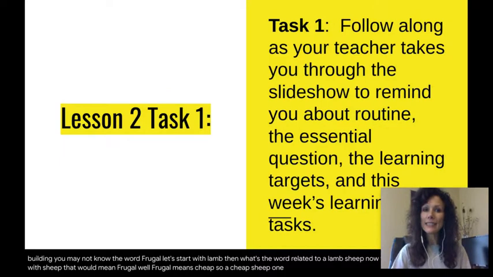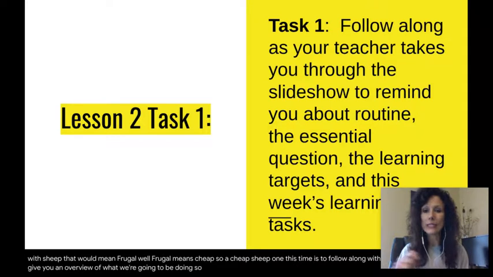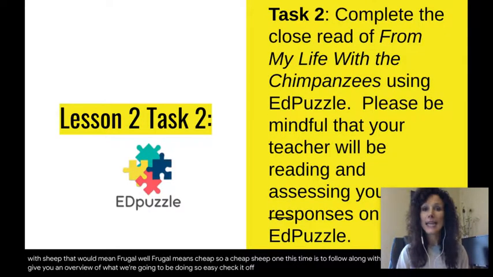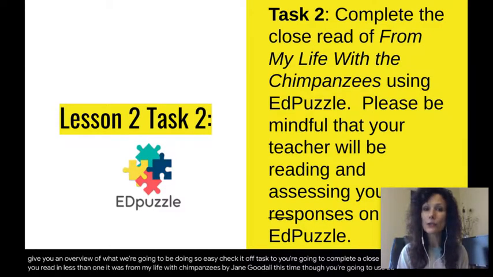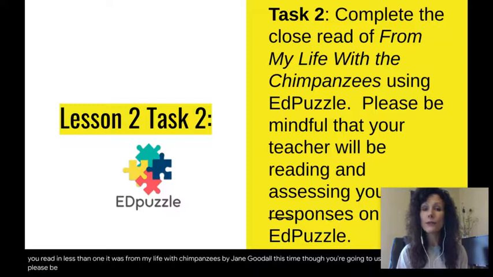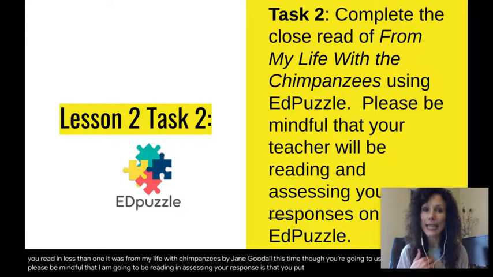Task 1 this time is to follow along with me as I give you an overview of what we're going to be doing. So easy, check it off. Task 2, you're going to complete a close read of the text that you read in lesson 1. It was from My Life with Chimpanzees by Jane Goodall. This time, though, you're going to use Edpuzzle to do that. Please be mindful that I am going to be reading and assessing your responses that you put in Edpuzzle.